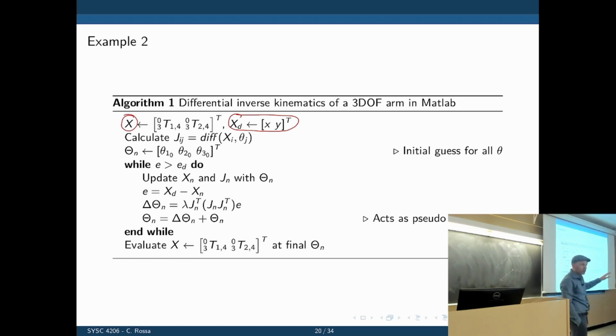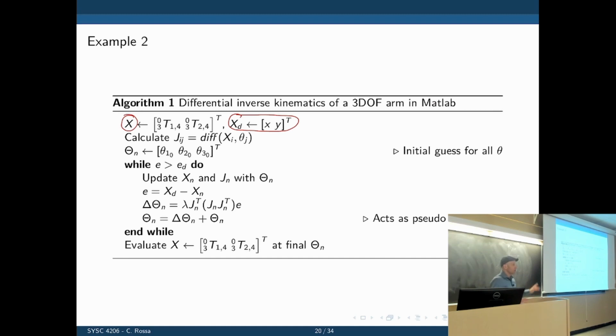It's really important for lab 7 and 8. Once the loop is done, what's the output? It's the values of theta, the last values of theta, that we can now input in the forward kinematics to get the rotation and the transformation. Alright, and this gives the final result.